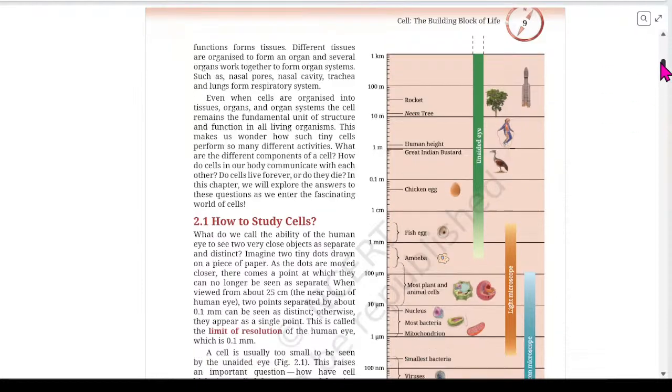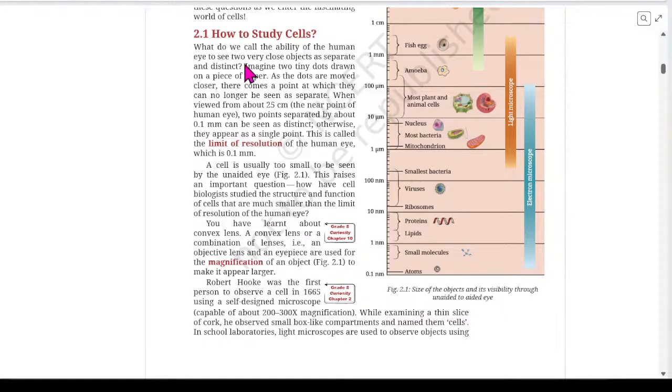So, how to study cells? What do we call the ability of the human eye to see two very close objects as separate and distinct? Imagine two tiny dots drawn on a piece of paper. As the dots are moved closer, there comes a point at which they can no longer be seen as separate.